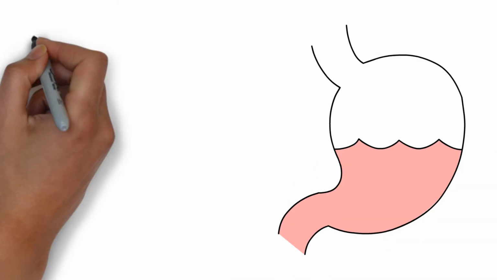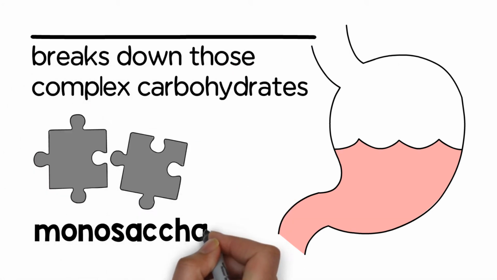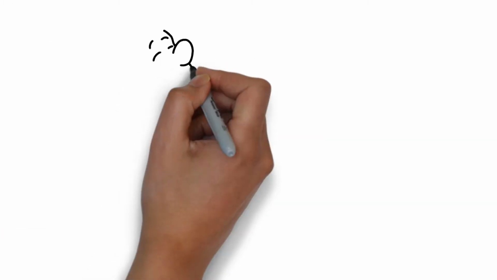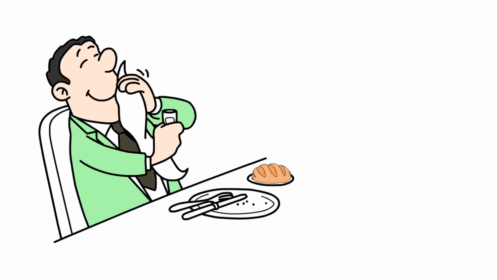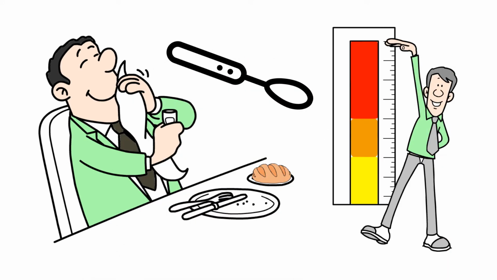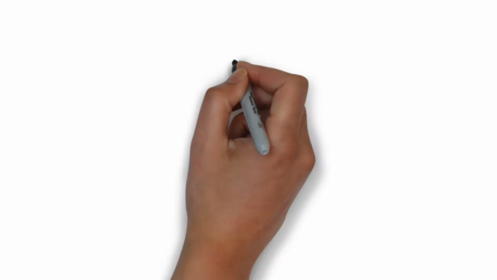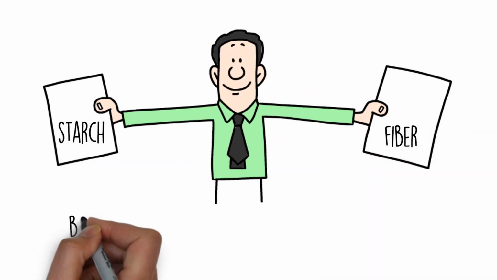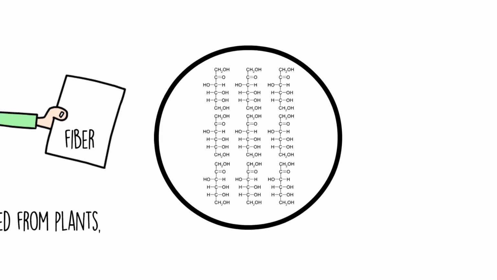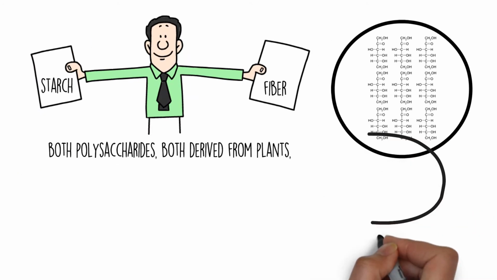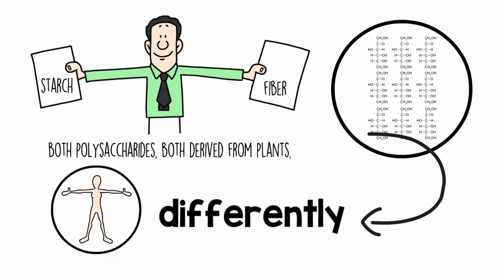During digestion, your body breaks down those complex carbohydrates into their monosaccharide building blocks, which your cells can use for energy. So, when you eat any carbohydrate-rich food, the sugar level in your body, normally about a teaspoon, goes up. But your digestive tract doesn't respond to all carbohydrates the same. Consider starch and fiber, both polysaccharides, both derived from plants, both comprised of hundreds to thousands of monosaccharides joined together, but they're joined together differently, and that changes the effect they have on your body.